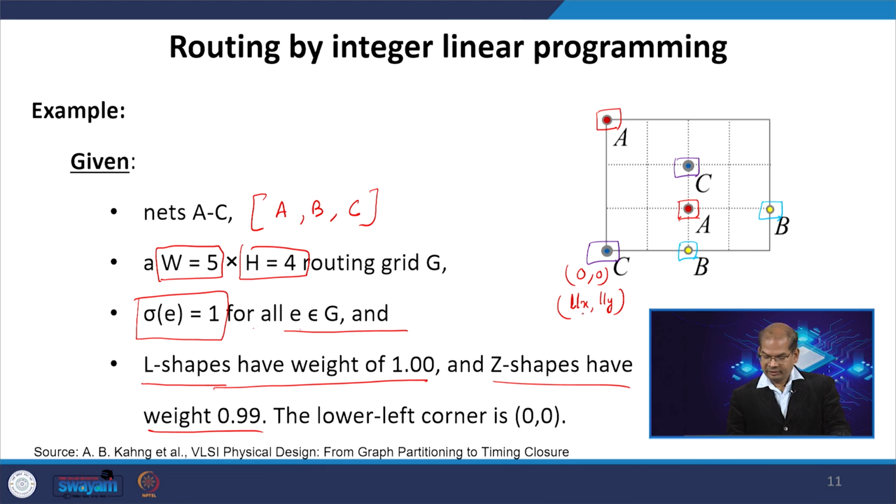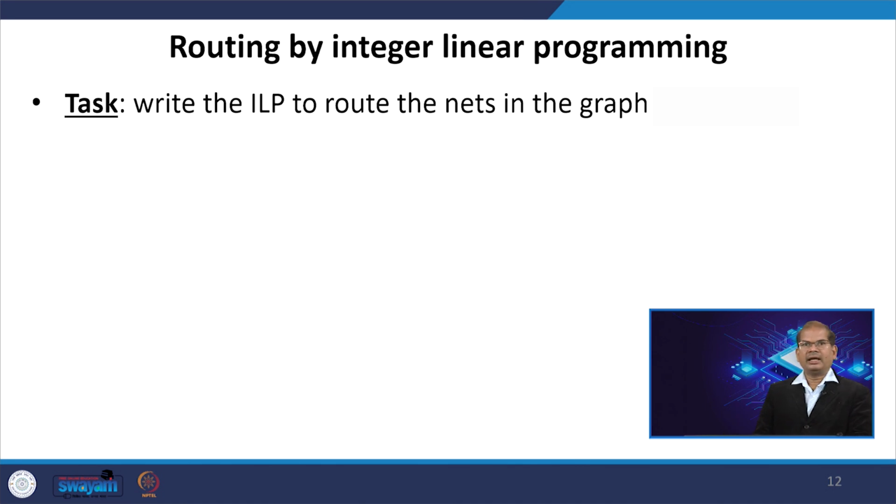Lower left X, lower left Y. Now, our task is to write the objective function and constraints for the ILP solver, such that the nets of the graph can be routed. So, we are writing the objective function and constraints which can be given as input to the ILP solver. We write the ILP to route the nets in the graph.